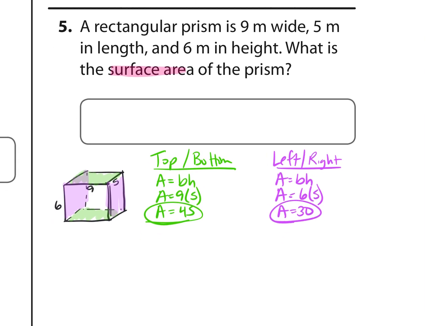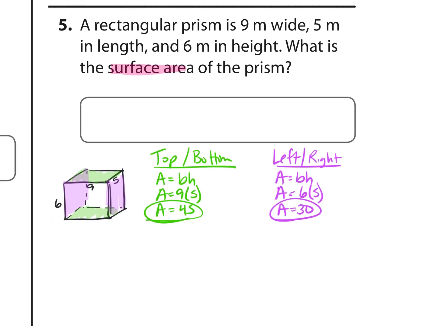And then let's go ahead and get the front and the back. Okay? So front and back, area equals base times height. These are 6 by 9. And notice that you multiplied a different pair of numbers every time. 6 times 9 is 54.